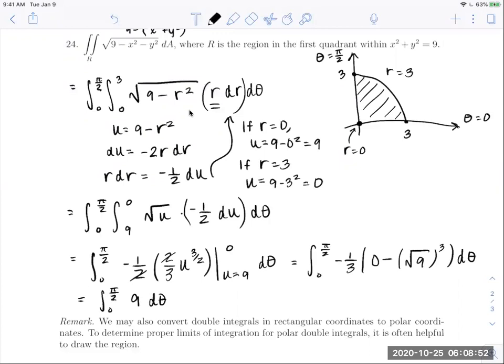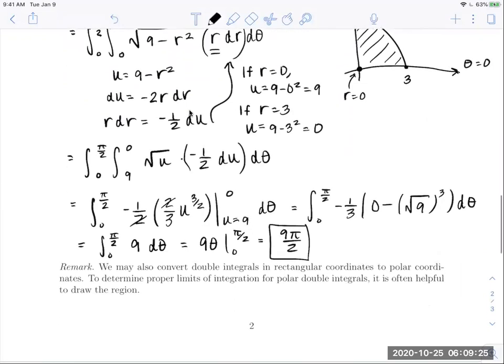And then of course I can carry out this last iteration of an integral. So I get a 9 theta from 0 to pi halves, which gives me a 9 pi halves. So again, the interpretation is the volume beneath the surface defined by the square root of 9 minus x squared minus y squared over that quarter circle that we drew in the xy plane is 9 pi halves cubic units.